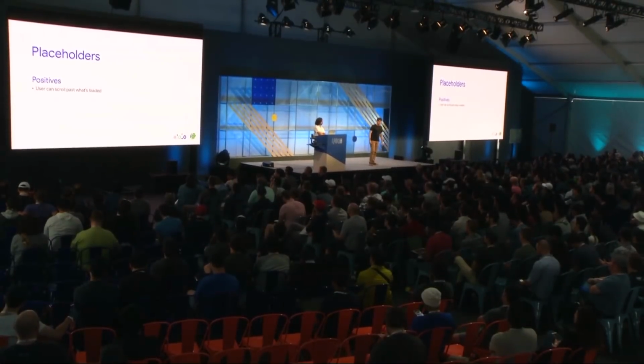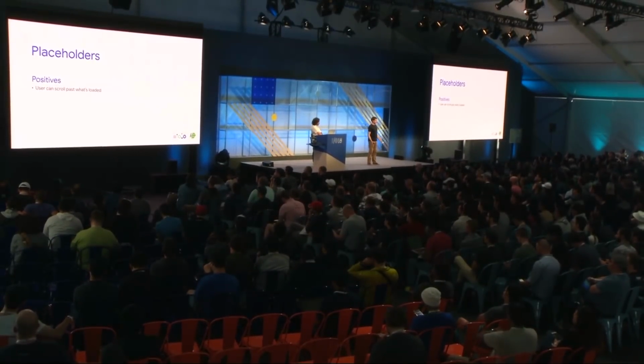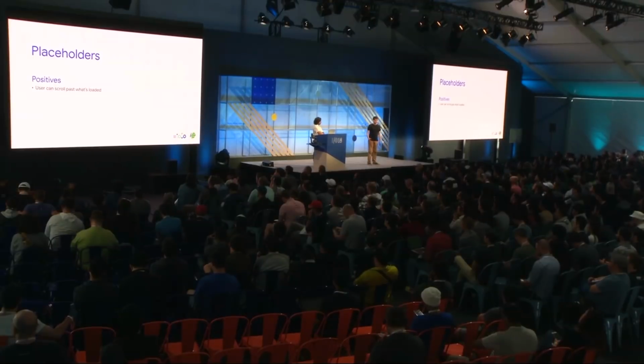So let's talk about placeholders, because they don't work everywhere, but we think that they're really useful in a lot of cases. One of the big positives of them is that the user can scroll past what's loaded. The user doesn't have to hit a block at the very end because you don't have any more data yet. The scroll bar looks correct instantly, and also, this is very important, you can use fast scrollers very easily because you have the entire data set presented to the recycler view, so you can jump anywhere.